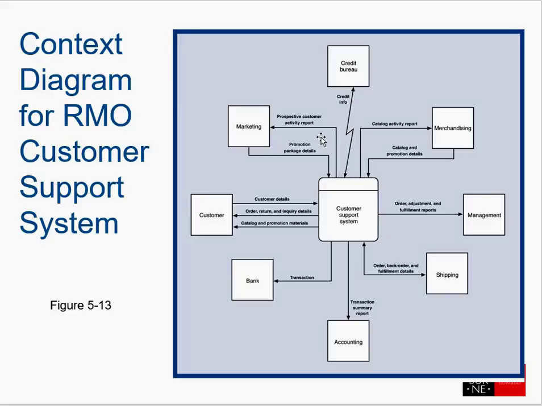And remember, when you name these data flows, always remember to use nouns. For example, the marketing department supplies promotion and package details to our customer support system, and then back from the system they are getting prospective customer activity reports. So that is how we model our context diagram using these symbols. This is one example that we can use to understand the meaning of the context diagram.